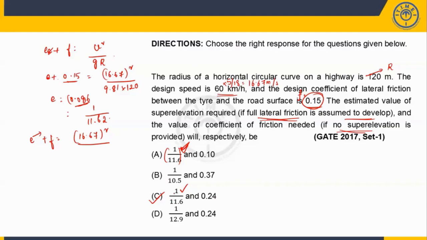When you have 1 by 11.6, we have two options, 0.10 and 0.24. Which is the answer now? Sir, the answer would be 0.24, greater than 0.15. Or else let's calculate again: how much are you getting for f when e goes to 0? Sir, 0.236, that is 0.24. Any doubts in this? No, sir.